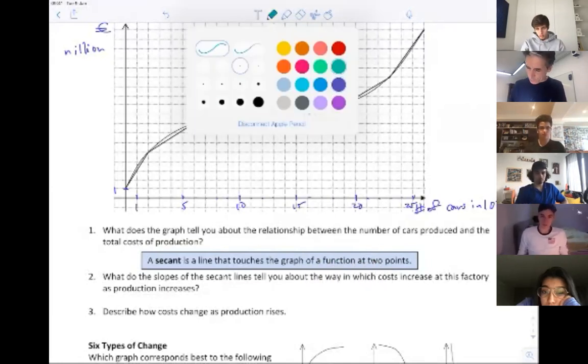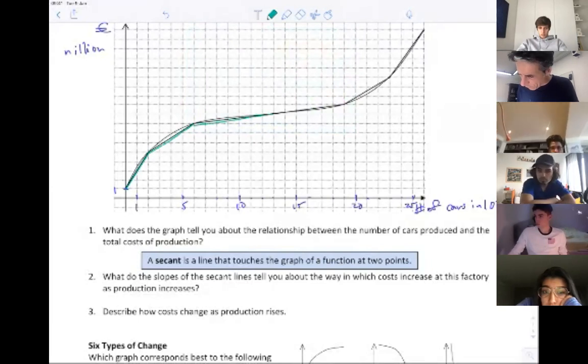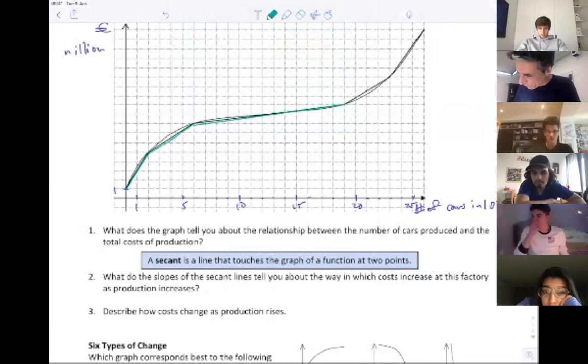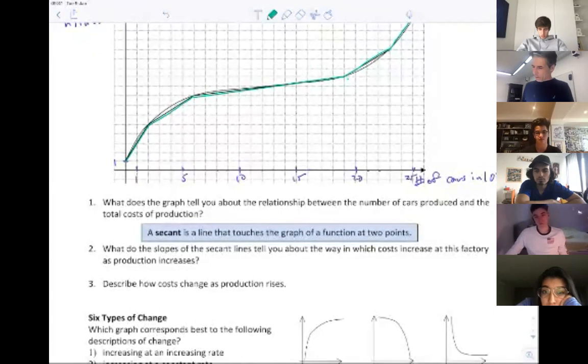Let me get a better color, like green. So here's one secant line. Here's another secant line. And these are other secant lines. You can see them there, okay? What do the slopes of the secant lines tell you about the way in which the costs increase? If you look at the slopes of the secant lines.